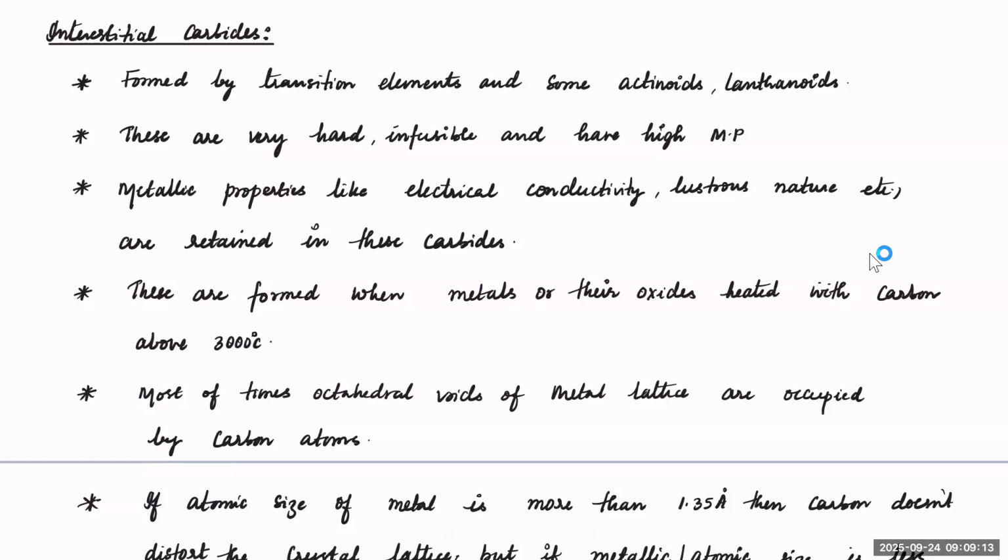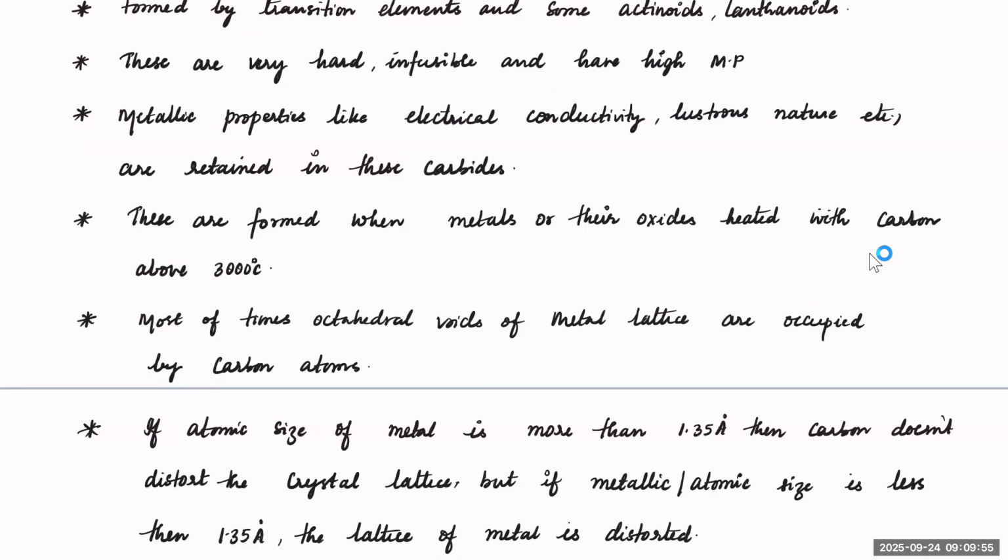Next, interstitial carbides. The third one is interstitial carbides. This is formed by transition elements and some actinides and lanthanides. These are very hard, infusible, and possess high melting points. Now, notice metallic properties like electrical conductivity and lustrous nature, that means the shiny nature on the surface. These are all retained in the carbide forms.